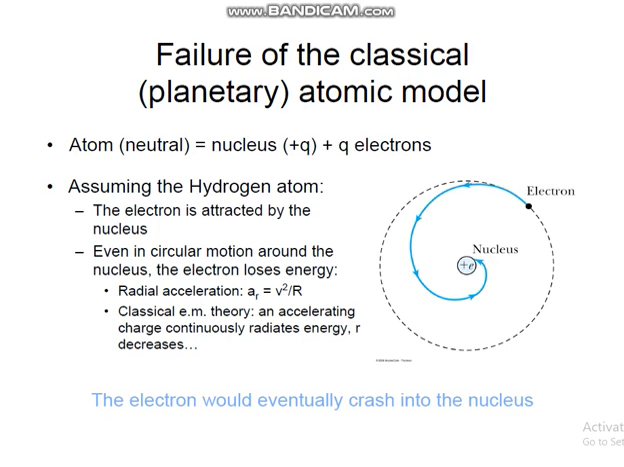Classical EM theory says an accelerating charge continuously radiates energy, and thus r decreases and the electron would eventually crash into the nucleus, which is not possible. We can see that every atom is stable, but in this model the electron would eventually crash into the nucleus. Therefore, the classical planetary atomic model is a failure.